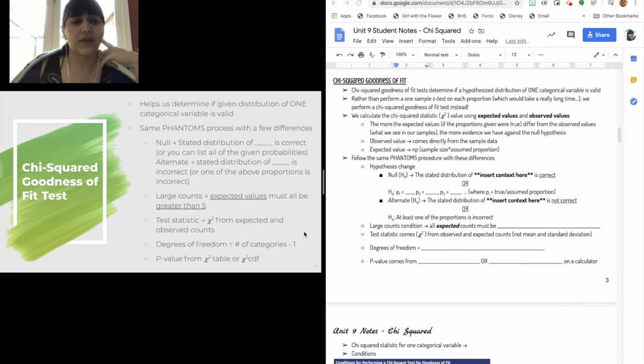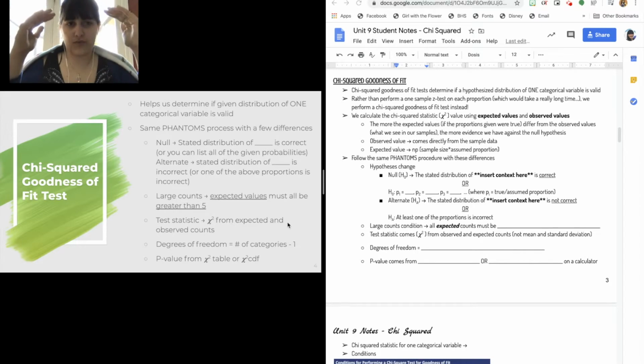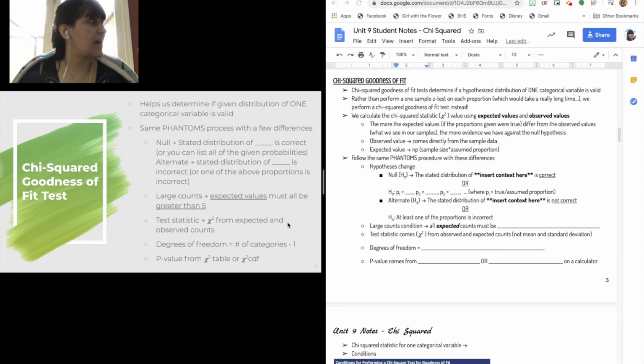The first difference is the way that you write the null hypothesis. There are lots of proportions, so it's easier to just say the null hypothesis is that the given distribution is correct. The given distribution of the proportion of insert context here is correct.